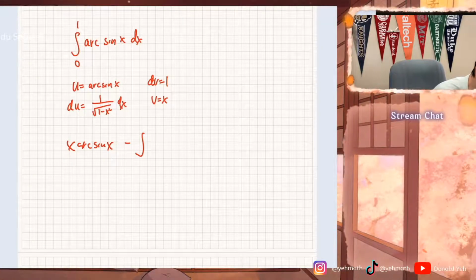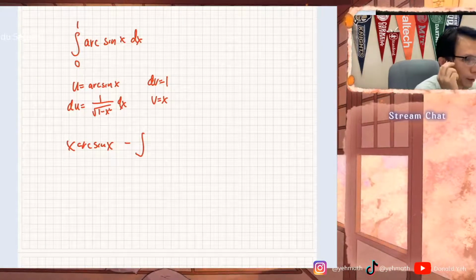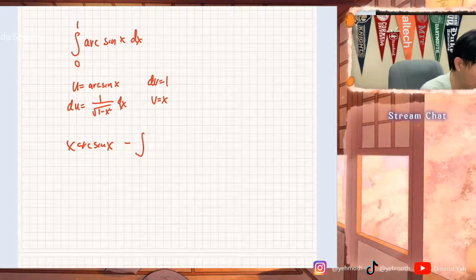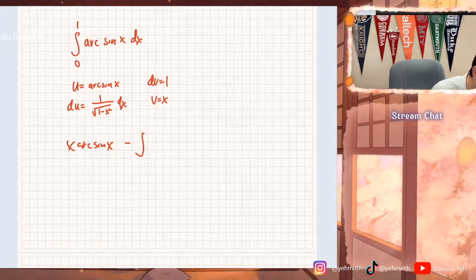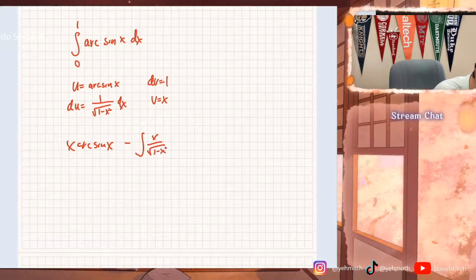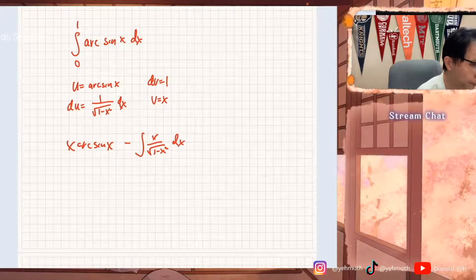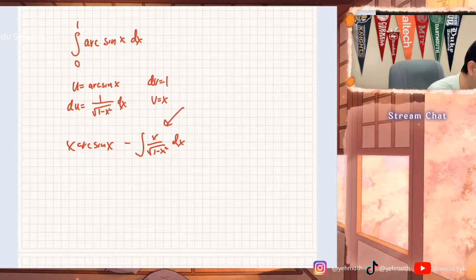0 to 1. Pi over 2. No, we do the 0, 1 after. We just take the integration first, and then we can do the between 0 to 1. X over square root of 1 minus x squared dx. Very, very good. How do I take an integration of this part?